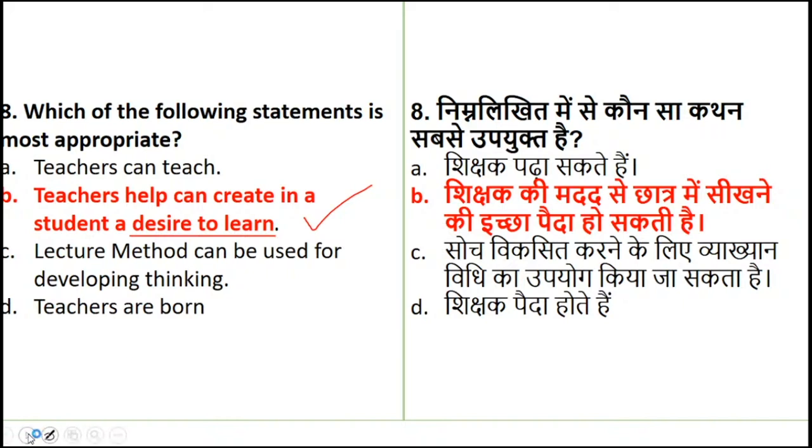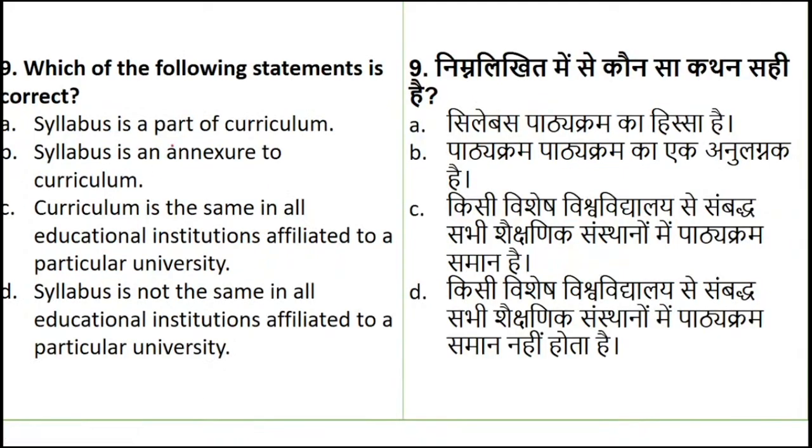Fine. Now let's go to question number 9. Which of the following statement is correct? Read it very carefully. Syllabus is a part of curriculum. Syllabus is an annexure to curriculum. Curriculum is the same in all the educational institutions affiliated to a particular university. Syllabus is not the same in all educational institutions affiliated to a particular university. So from the given, which is the right statement? If you remember in theory class, we have done the distinction between syllabus and curriculum. I hope you remember that.